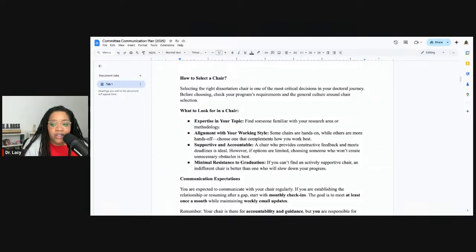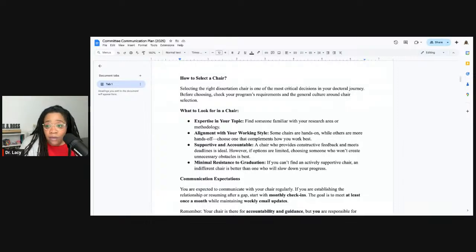It is not your chair's job to look at your drafts and give you feedback. If they do that, it's a courtesy, but they're not required. Let's just let that sit for a minute. They are not required to give you feedback, like reading your draft after draft. Their job is to make sure, are you meeting in general the expectations of research? Sounds good, but they don't have to give you feedback.